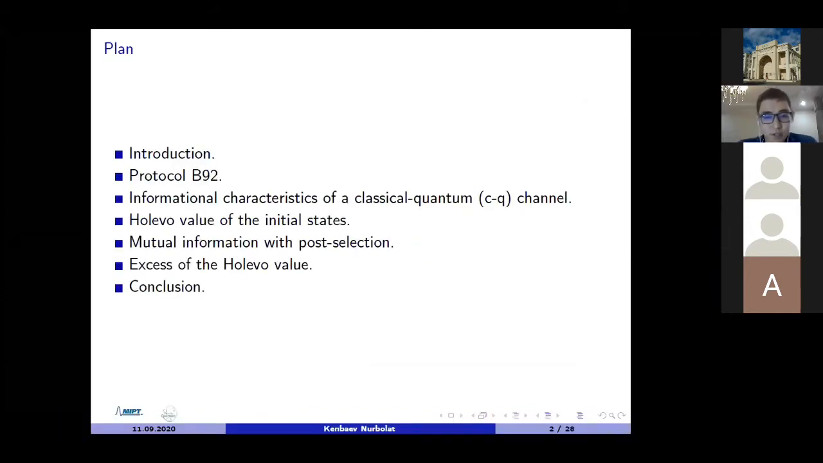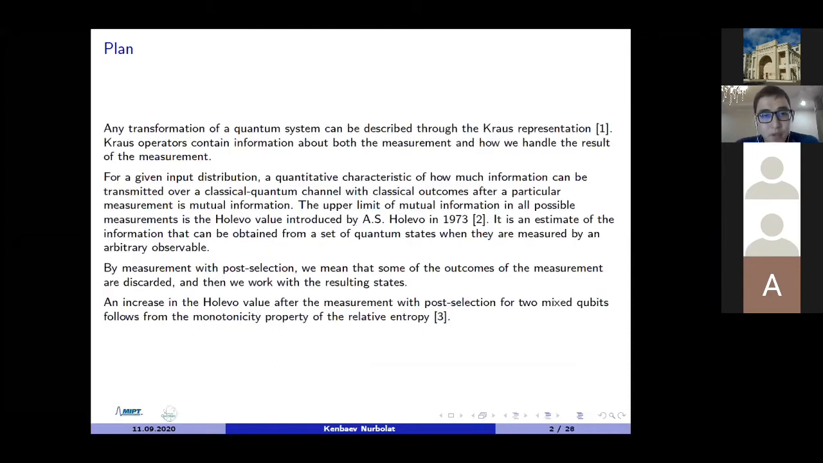Under the strict guidance of my supervisor, Dr. Dmitry Kronberg, we have investigated the possibility of increasing the Holevo value. I have divided my presentation into 5 main parts, and I will start with the quantum channel. Generally speaking, a quantum channel is a linear, completely positive, trace-preserving map of quantum states. And any measurement, in principle, can be described via the Kraus representation, where Kraus operators contain information both about the measurement and how we handle the result of the measurement. In this way, the measurement is a specific case.